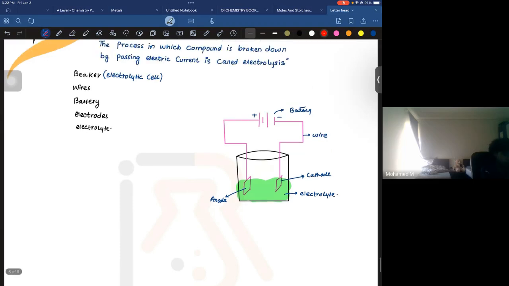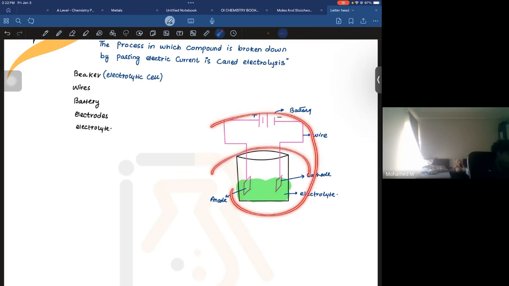Obviously, what is an electrolytic cell? You can define an electrolytic cell in simple words. You can say this is the beaker in which you are going to do electrolysis. Like, let's suppose if you need some glass of water.